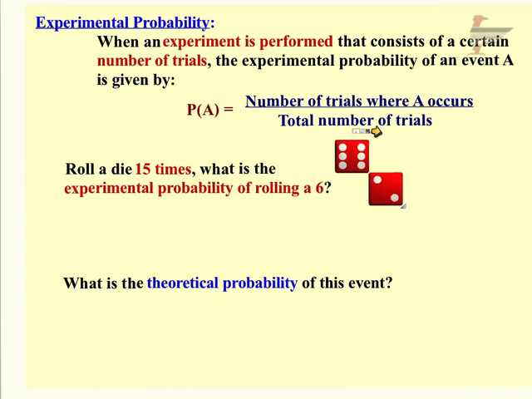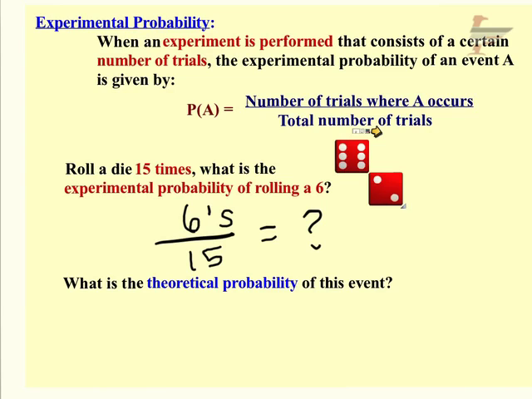All right, experimental probability is when you actually do an experiment, and it consists of a certain number of trials, and the experimental probability is the number of trials where you get what you want divided by the total. So if I were going to sit and roll a die 15 times, what is the experimental probability of rolling a 6? That means I literally have to pick up a die and roll it 15 times and count how many 6s I get. And then, of course, I'd write that as an answer. So how many 6s do I get out of the 15 times I roll? And then whatever that may be is my experimental probability.